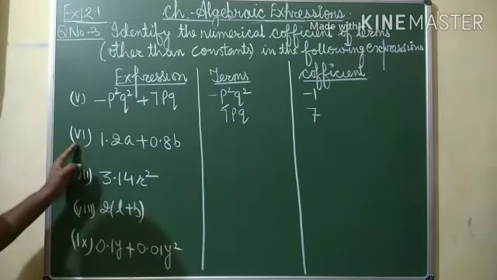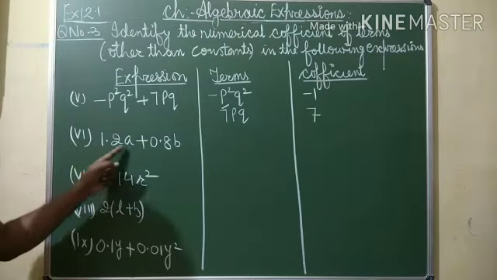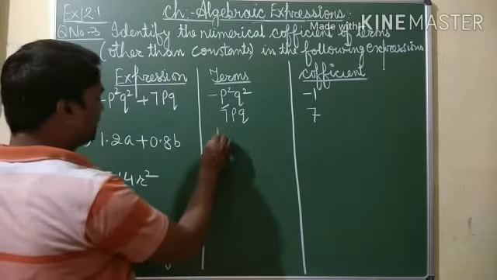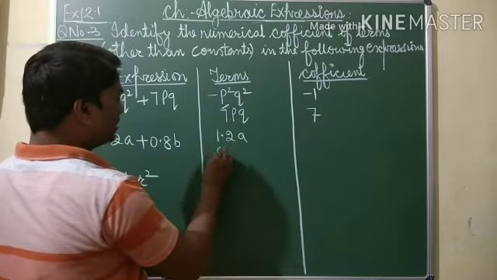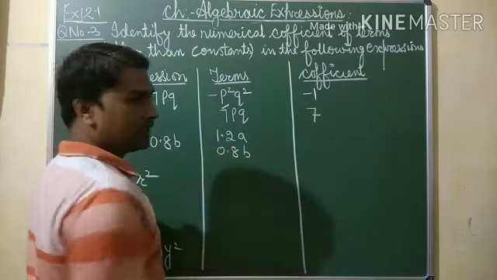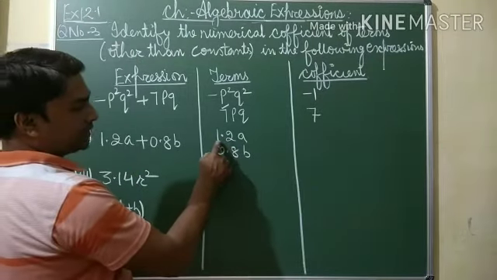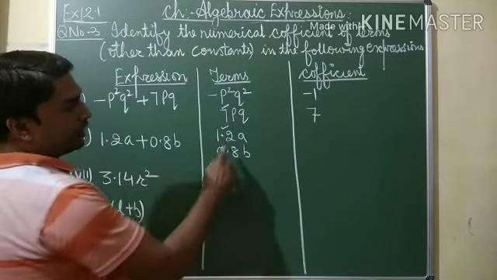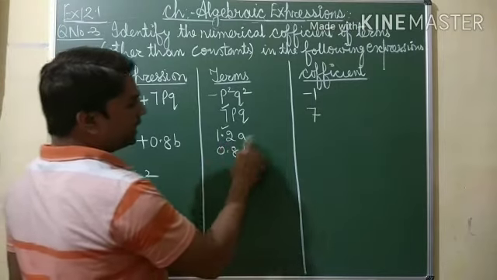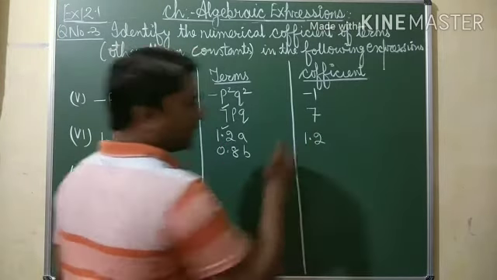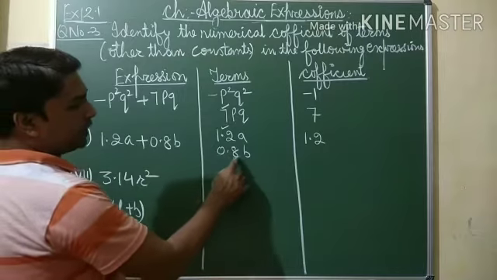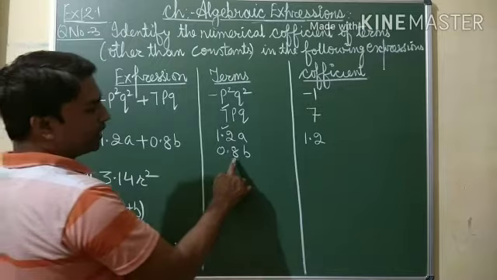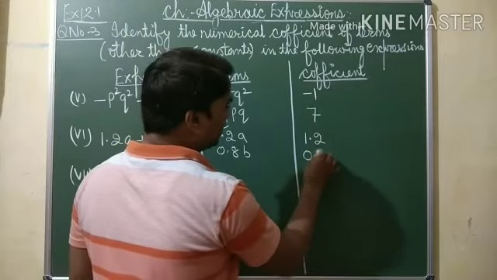Next is 6th part. The expression is 1.2a plus 0.8b. Now this expression contains the terms 1.2a and 0.8b. Since the numerical factor of this term 1.2a is 1.2, therefore coefficient of term 1.2a is 1.2 and the numerical factor of the term 0.8b is 0.8. Therefore coefficient of term 0.8b is 0.8.